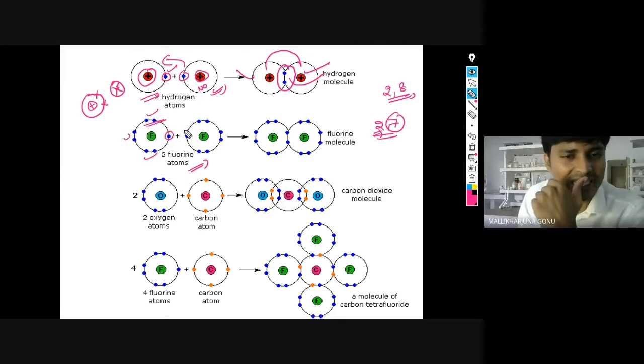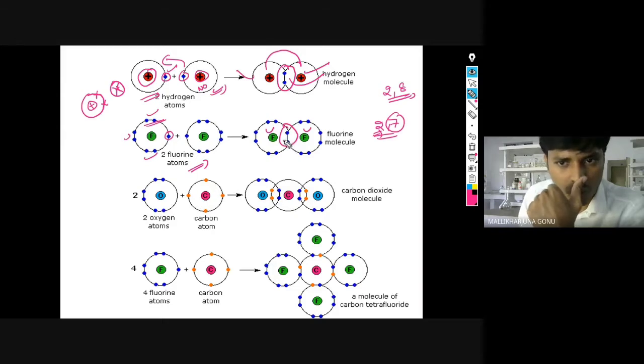If this fluorine is giving another electron and making it 8, here it will be left with 2, 4, 6 only, which is not favorable. Now what will it do? Both will share. Now what happens? These 2 electrons belong to this fluorine also, this fluorine also.